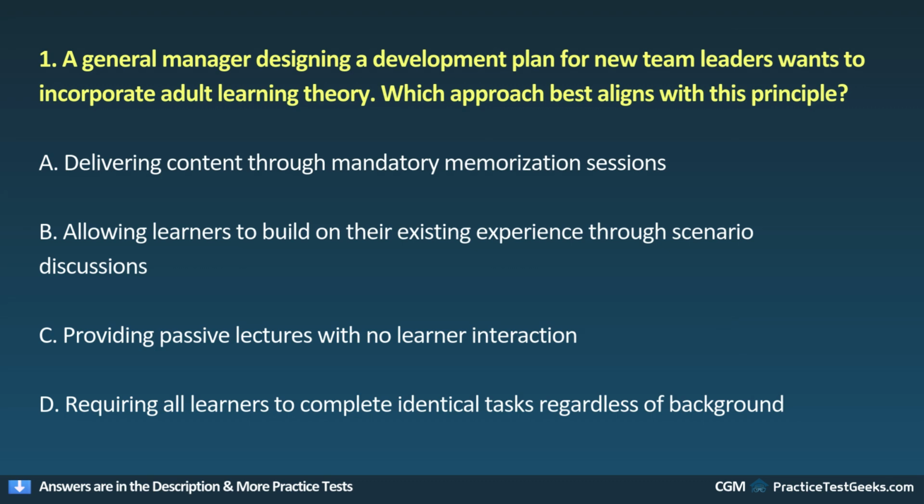1. A general manager designing a development plan for new team leaders wants to incorporate adult learning theory. Which approach best aligns with this principle? A. Delivering content through mandatory memorization sessions. B. Allowing learners to build on their existing experience through scenario discussions. C. Providing passive lectures with no learner interaction. D. Requiring all learners to complete identical tasks regardless of background.